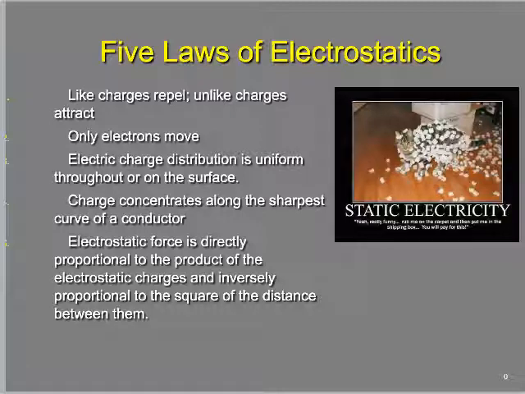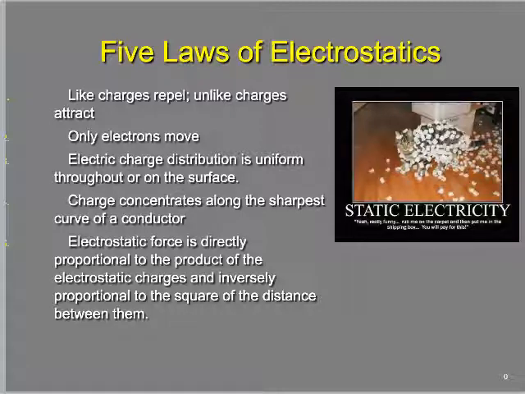Looking down to the next paragraph, here are our 5 laws of electrostatics. Like charges repel, unlike charges attract, opposites attract. Only the electrons are moving. So when I touch that doorknob and I'm shocked across the room, I am not moving atoms, neutrons, or protons, or some subatomic particle. I am moving electrons. That's important to know. I'm just moving a negative charge.